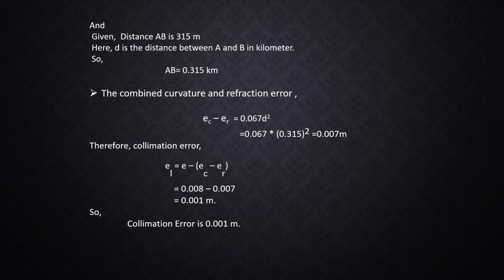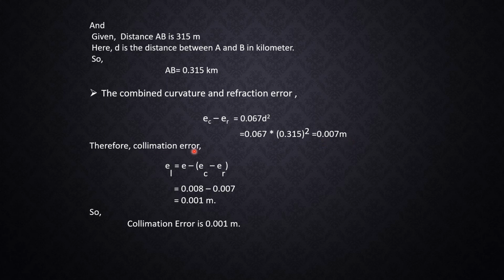In the question, it is given that the distance AB is 315 meter. Here d is the distance between A and B in kilometer. So the distance of AB, 315 meter, in kilometer is 0.315 kilometer. So the combined curvature and refraction error EC minus ER is equal to 0.067 d square. Here what is d? d is the distance between A and B. So d square means 0.315 whole square. That is, the combined curvature and refraction error is equal to 0.007 meter.